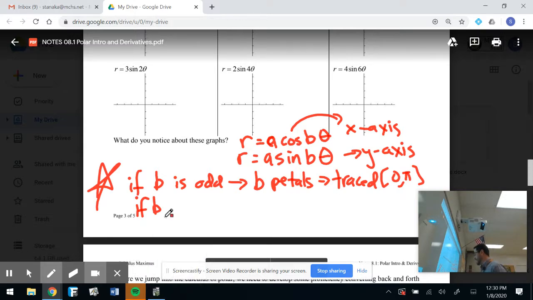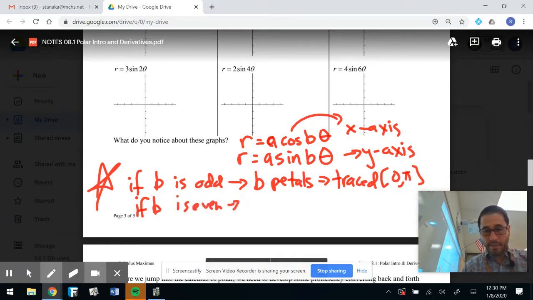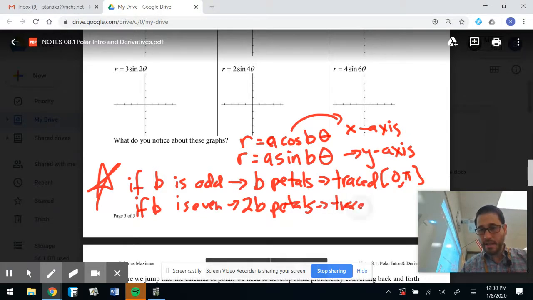Okay, if B is even, hopefully you can finish the rest of these notes. If B is even, how many petals do I have, class? Let's say 2B, right, we double it, so that'd be 2B. And when is it traced? It is traced from 0 to, say it, class, to pi, okay?